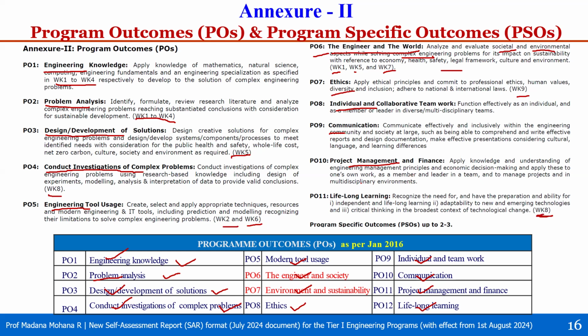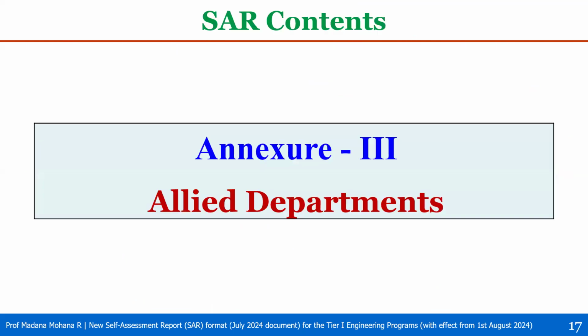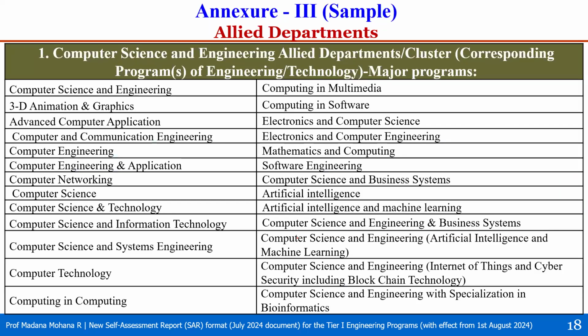So this is the new change compared to the current January 2016 document. These are all WKs and POs. Then PSOs as usual. For every program, specific outcomes up to 2 to 3, minimum 2, maximum 3 only allowed. Then coming to the last annexure, allied departments. In part A during institutional information, we have taken the sample. So now here the full list is given.